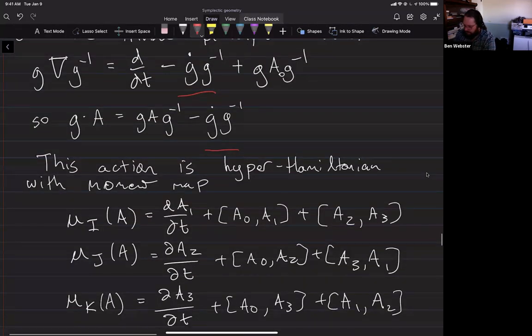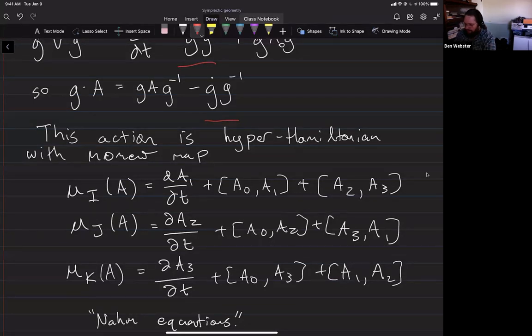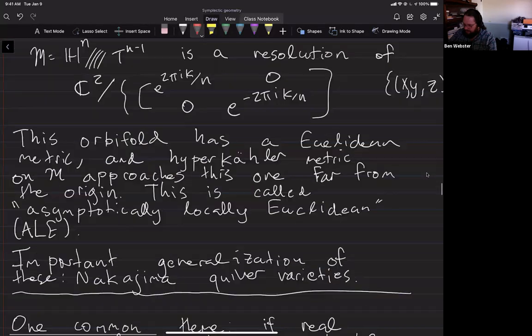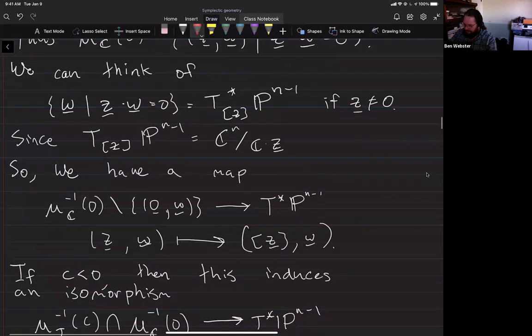All right. So this action is hyper-Hamiltonian, and its moment map is given by these formulas. So I have the derivative of A1, A2, A3. It's bracket with A0, and then the sum of the bracket of the other two. And this can all be derived from these formulas we had before about how you act on this is way up here.